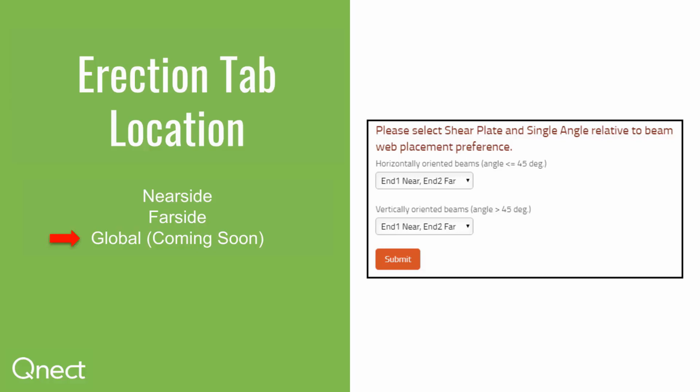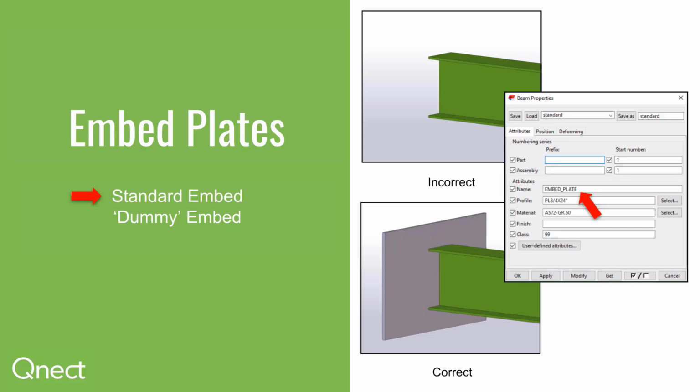Okay, next we will be looking at embed plates. So when we prepare a model for Qnect, and we're going to have an embed connection, we actually have to place an embed at that location. So we're not worried about studs on an embed. They can be there, but when we place this in here, we want to make sure we have a viable, usable plate.